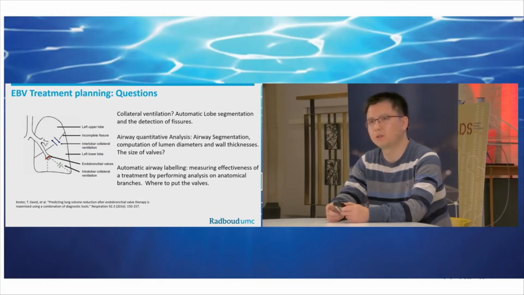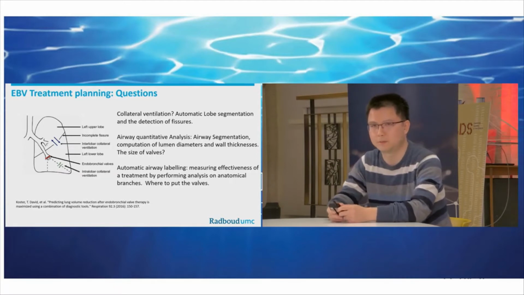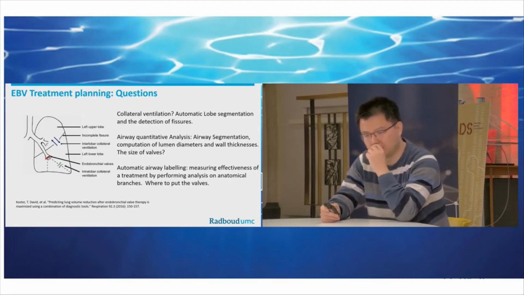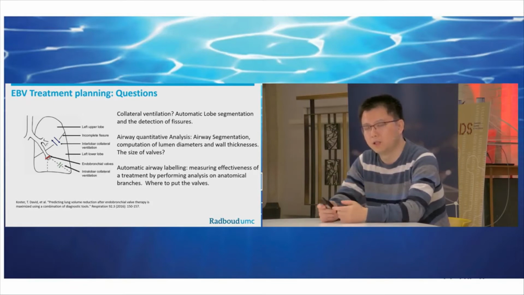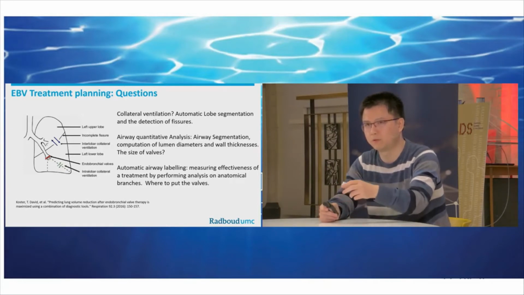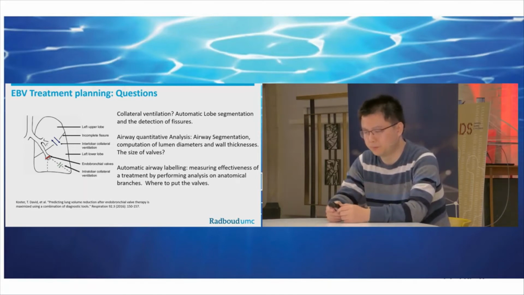And airway labeling can also be used in many applications. For instance, we can keep track of the airway shapes before the treatment and after treatment to monitor the airway condition. Also, airway labeling can be used in, for instance, virtual bronchoscopy to actually know where you are when you do the bronchoscopy, when you don't have the full view of the airway tree. So that's how airway labeling and others can be used in this valve treatment.